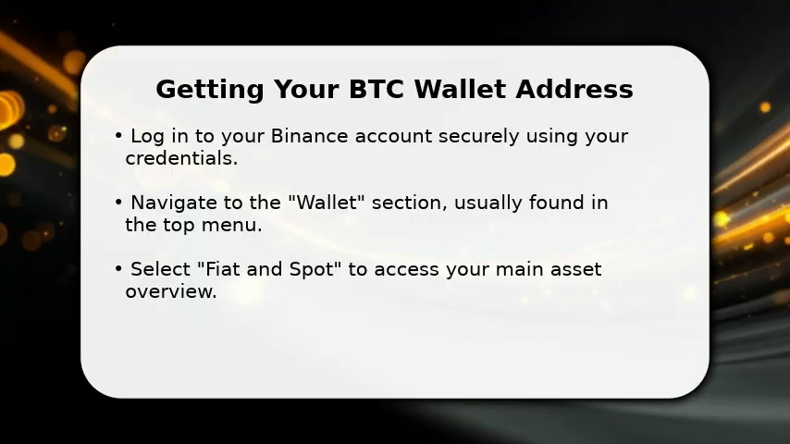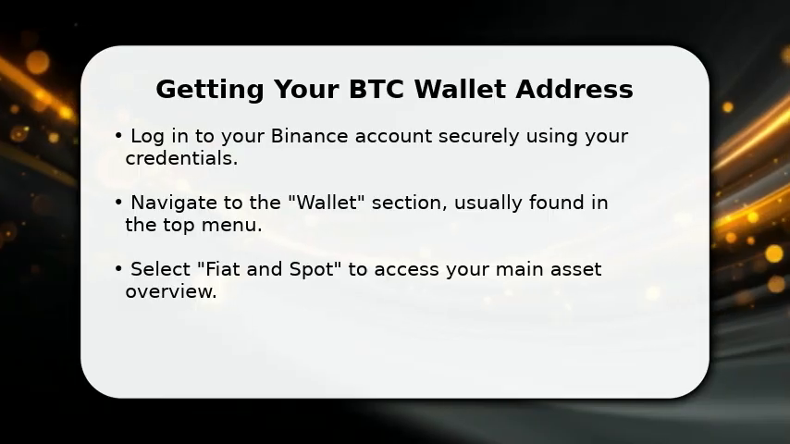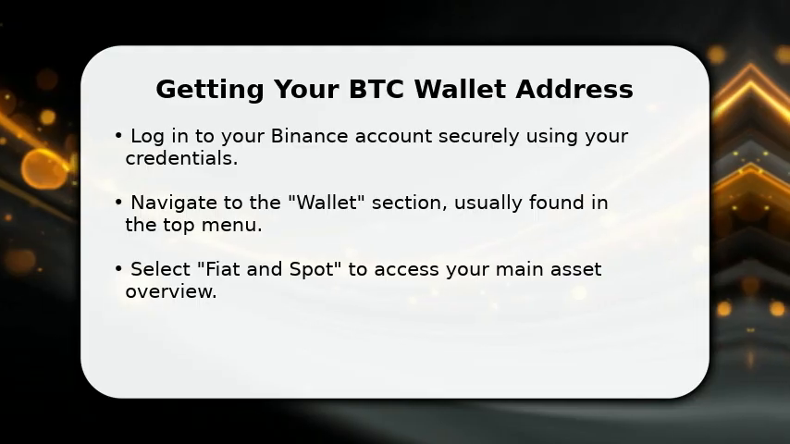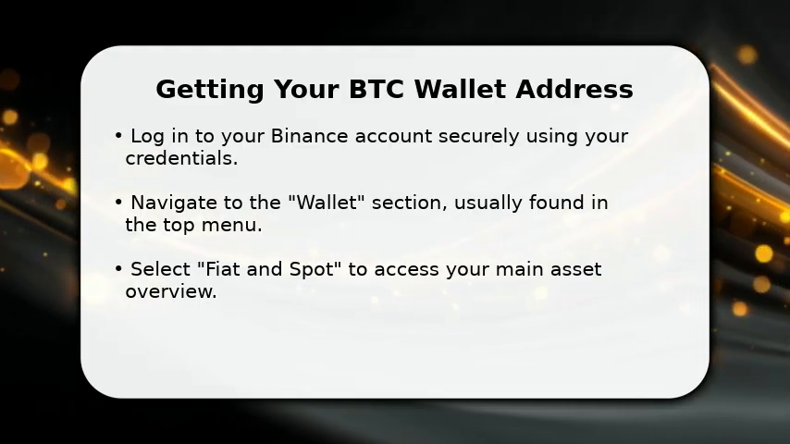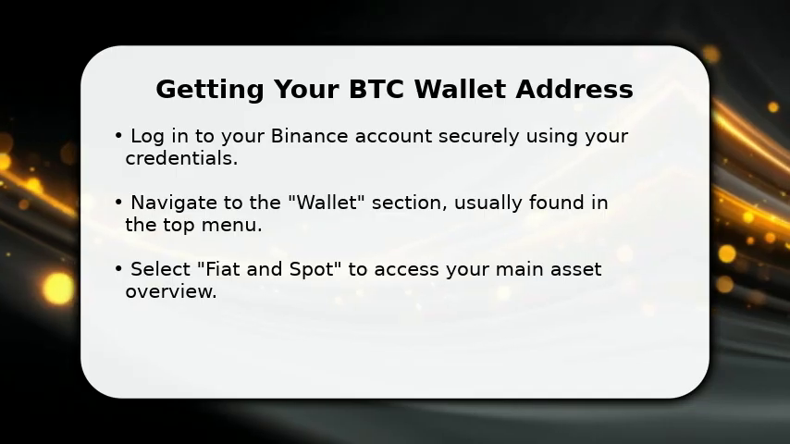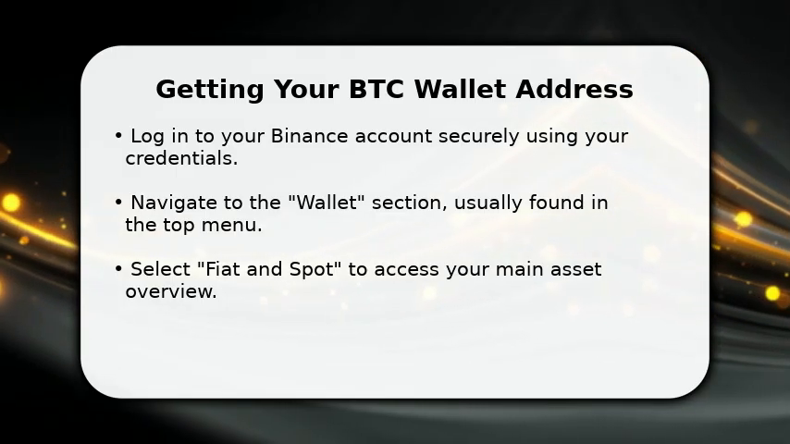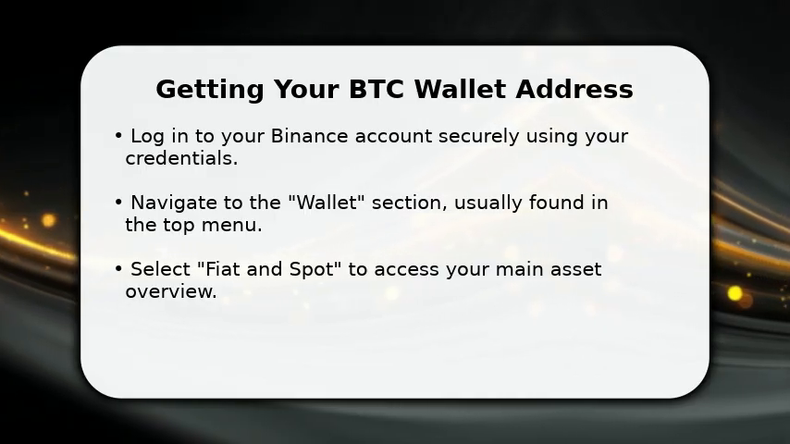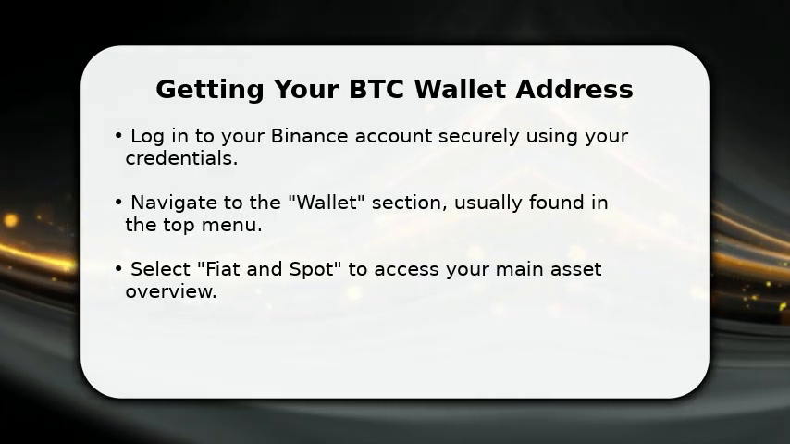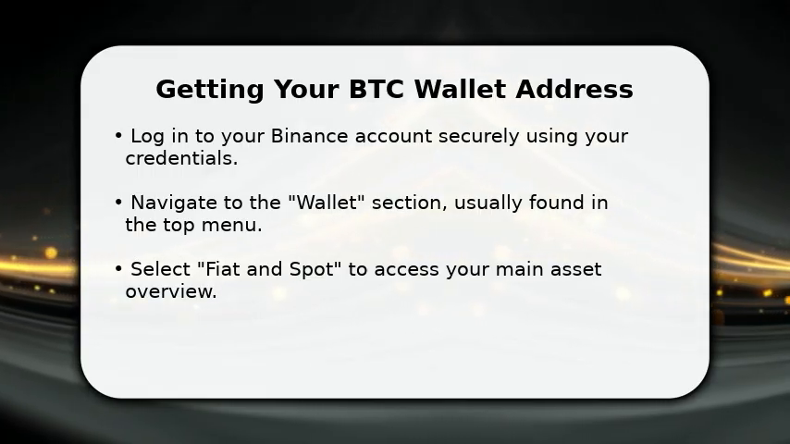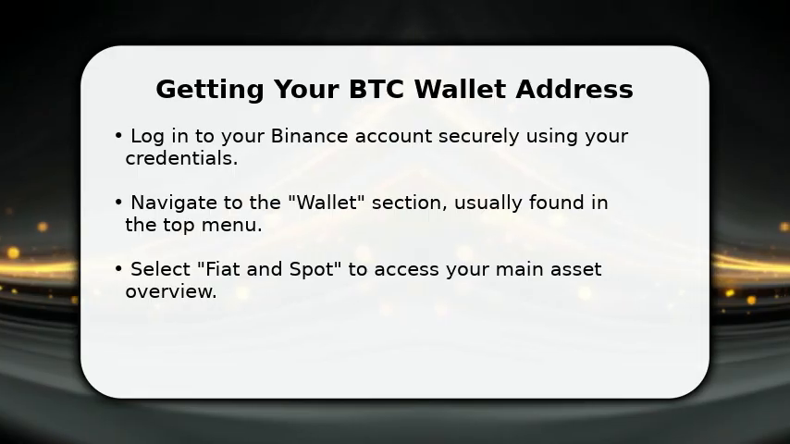In this video, I will show how to get your Binance BTC wallet address. First, you will need to log into your Binance account. Once logged in, locate the wallet option, typically found at the top right of your screen. From the drop-down menu, select Fiat and Spot. This will take you to your main wallet overview, where all your cryptocurrencies are listed. This initial step is crucial for accessing your digital assets.